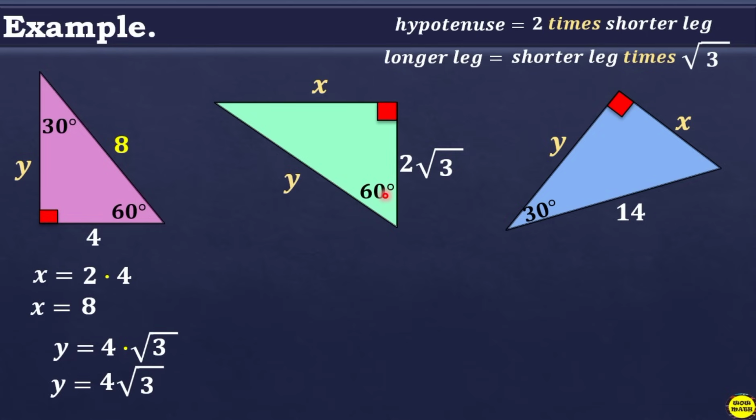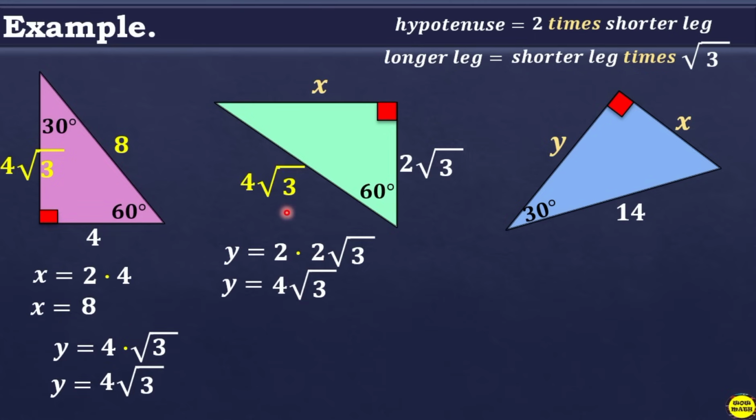Next, so dito naman, paano natin malalaman what is the shorter leg? Since this is a 60-degree angle, automatic this is the 30-degree angle. Okay, so kung ito ang 30 degree, ito po yung shorter leg natin. Okay, so let us find the hypotenuse. So that is y. So y is 2 times the shorter leg. That is 2 square root of 3. So, times natin to, 2 times 2, that is 4 square root of 3. So, your y, which is your hypotenuse, is 4 square root of 3.